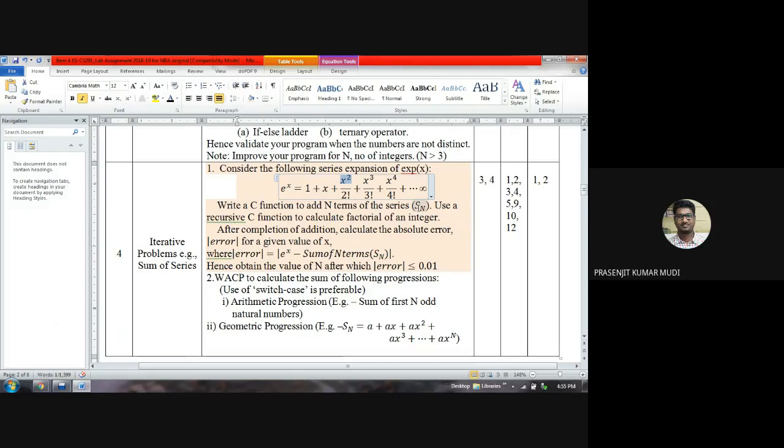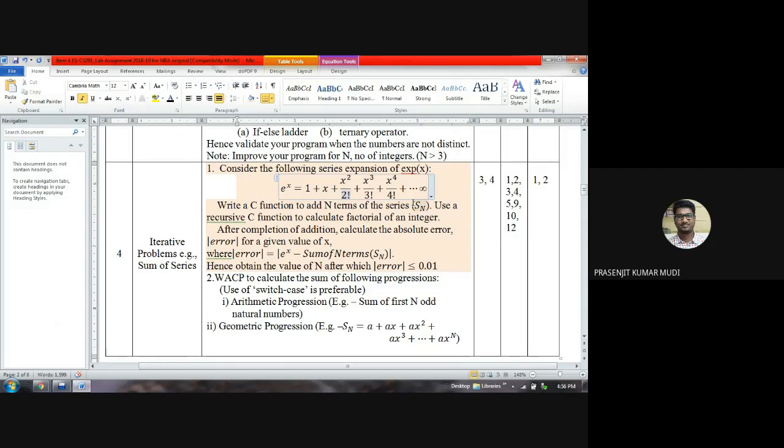Okay, so use a recursive C function to calculate the factorial of an integer. Of course, we want to use the concept of recursion to calculate the factorial of an integer number.